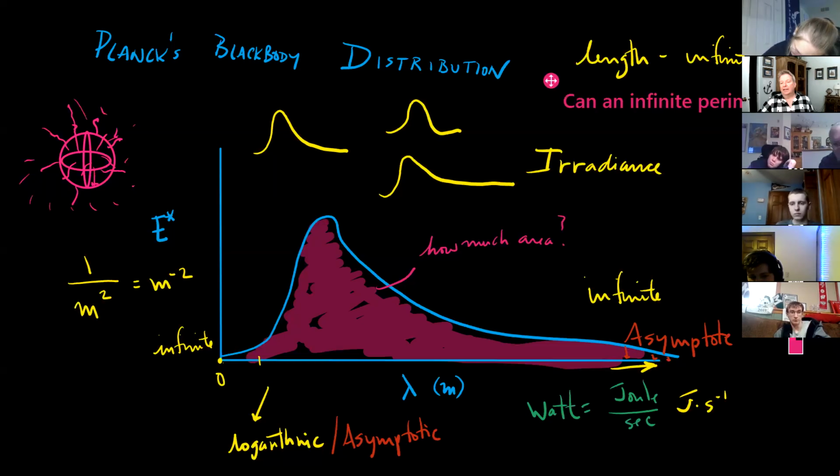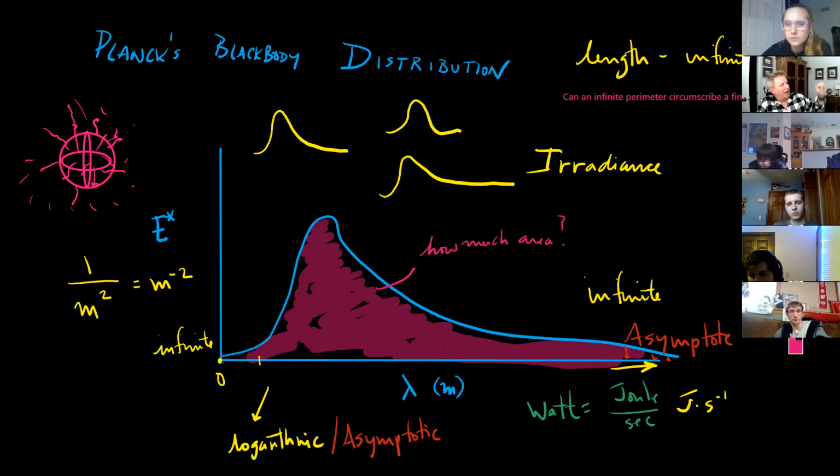Can an infinite perimeter circumscribe a finite area? I like that word, circumscribe. What does that mean? To write around. Can I have a finite area surrounded by a line that you could never draw? Finite area? What's the answer to that question? Isn't there something like a fractal where it's like an infinite perimeter?